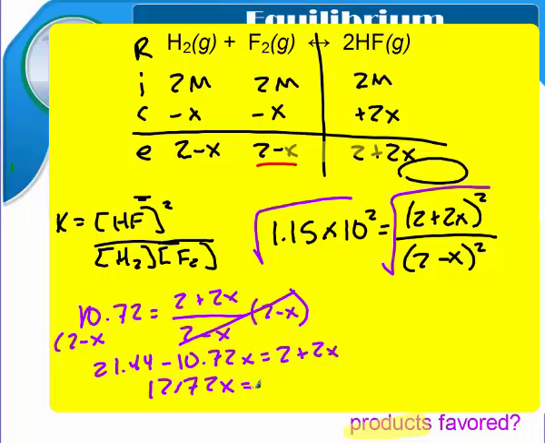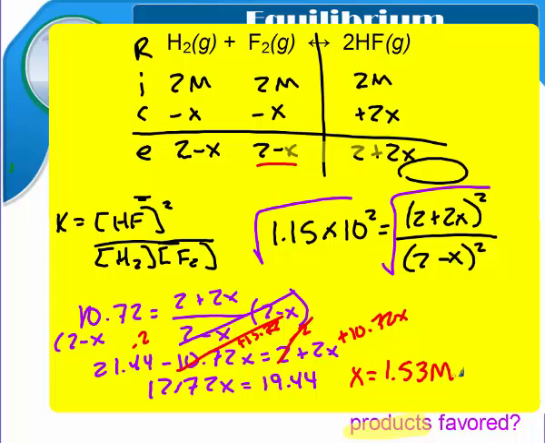And when I subtract 2, then I get 19.44. That's how we got that. Dividing by 12.72, you get x is 1.53 molarity.